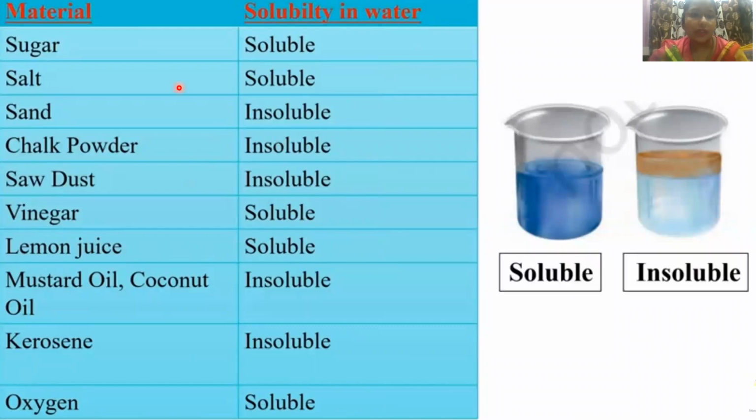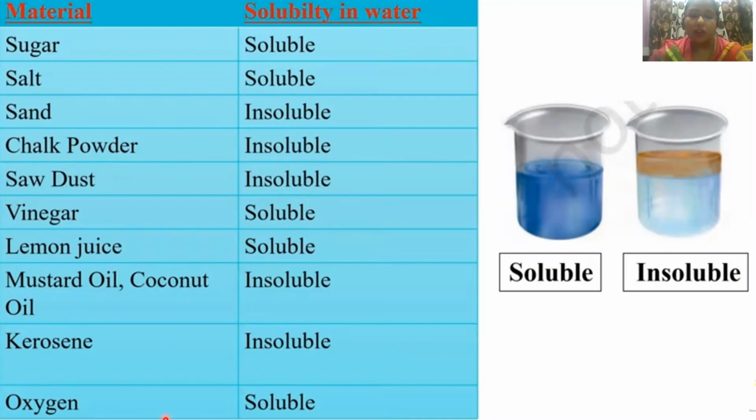Here I have also shown you some examples in the form of a table. Sugar soluble, salt soluble, sand insoluble, chalk powder insoluble, sawdust insoluble, vinegar soluble, lemon juice soluble. Oil, any type of oil, whether it is mustard oil or coconut oil, these all are insoluble in water.